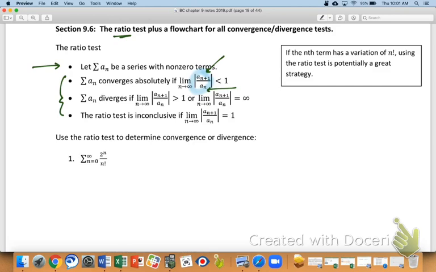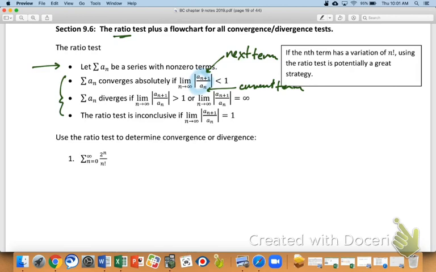Yeah, A sub n would be like the first term, and A sub n plus 1 would be the second one. So if A sub n was like the fifth term, A sub n plus 1 would be the... So would it be fair to say that A sub n plus 1 is like the next term? And A sub n would be like the current term?